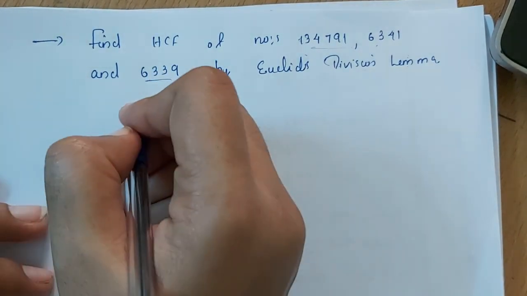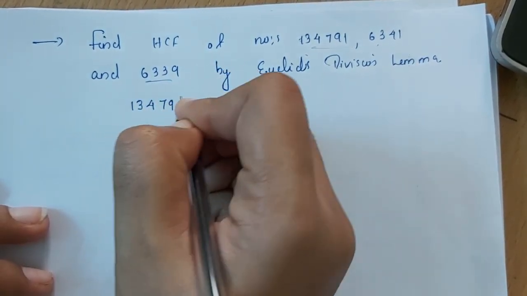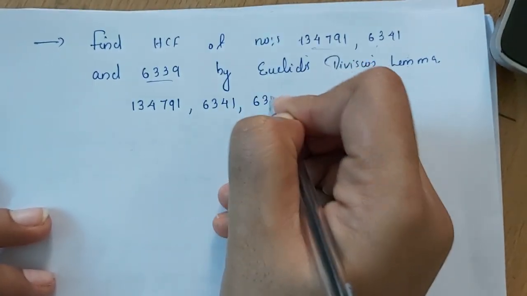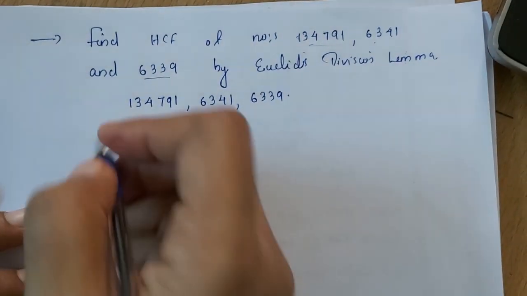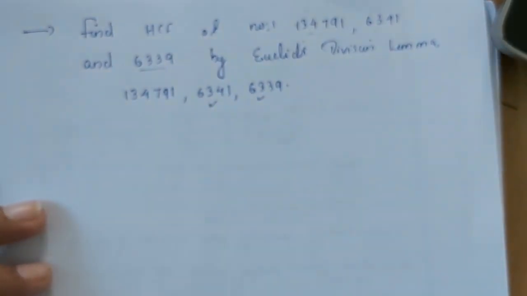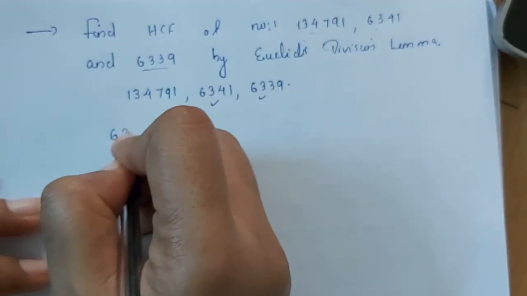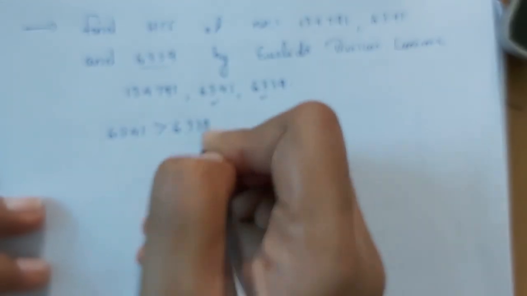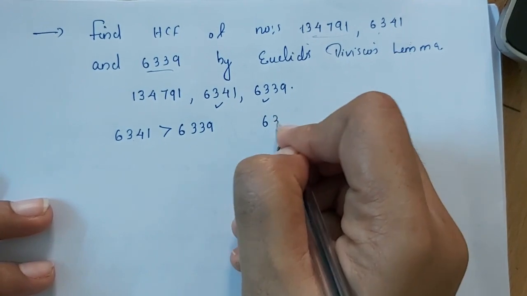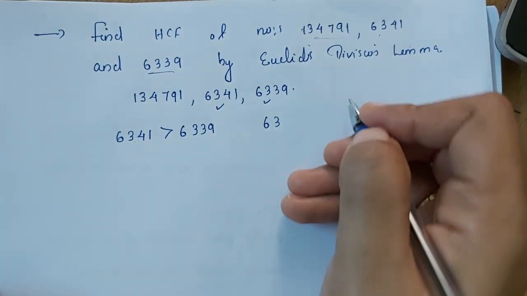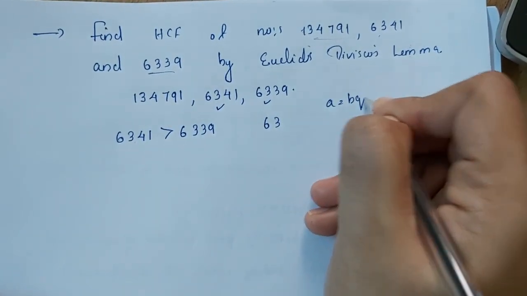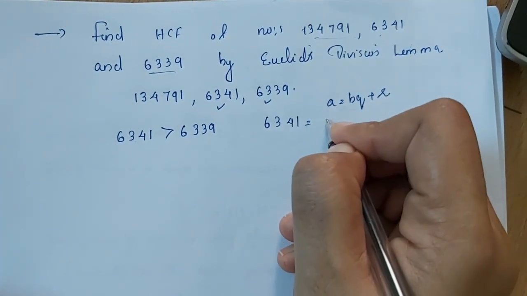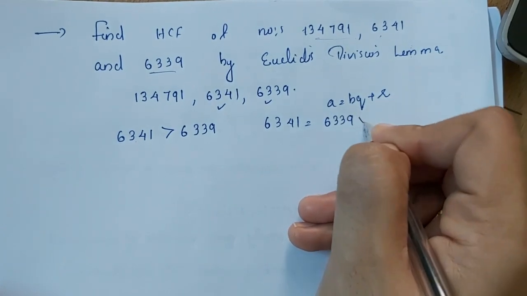So consider the numbers 134791, 6341 and 6339. Let's take the two numbers, this one and this one. 6341 is greater than 6339. So we have to express it in the form a is equal to bq plus r. This is the Euclid's division lemma. 6341 is equal to 6339 into 1 plus 2.